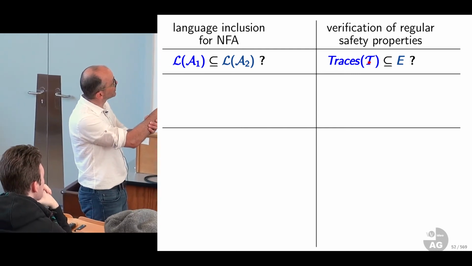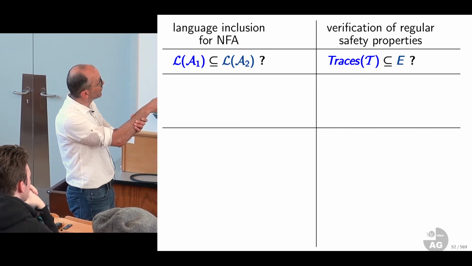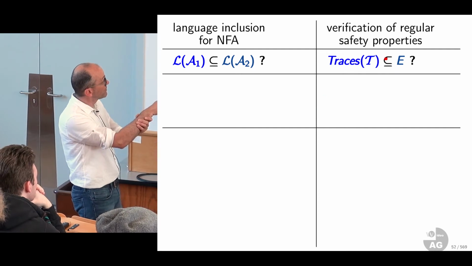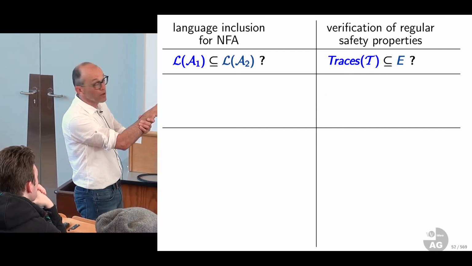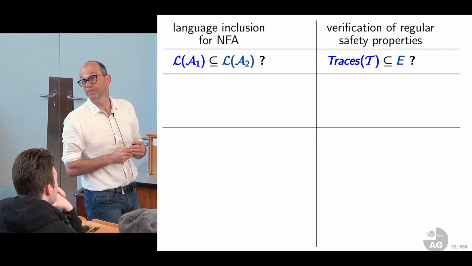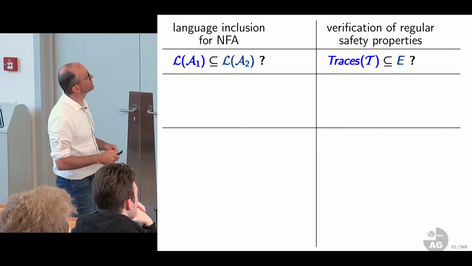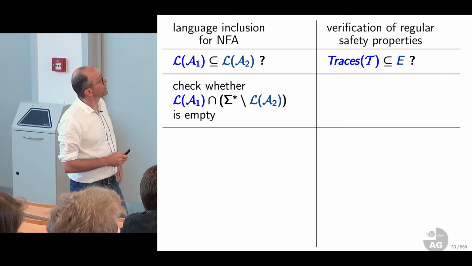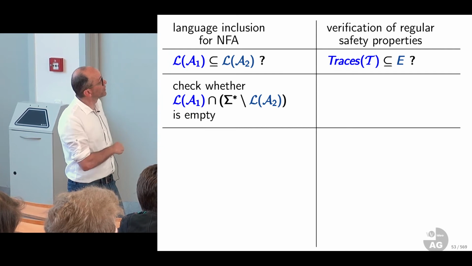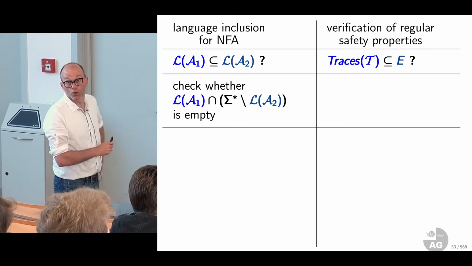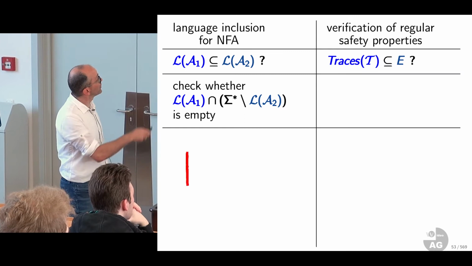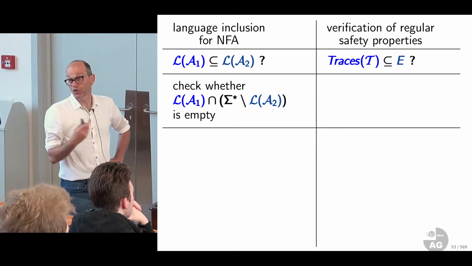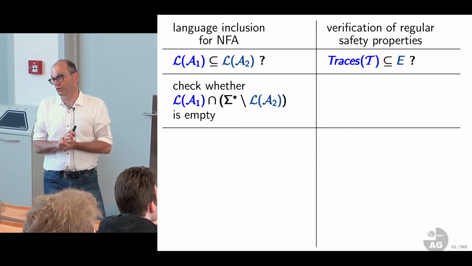Here we have a set of traces of a transition system, and we are asked whether it satisfies E. And you remember that satisfying E is the same as saying that these traces are a subset of the set of properties we are interested in. So these two questions look very similar. Now, how are we going to check whether A1 is included in A2? Typically what you do is you look at the intersection. So you take the language of A1, you take the complement of the language of A2, and you check whether the intersection is empty or not.